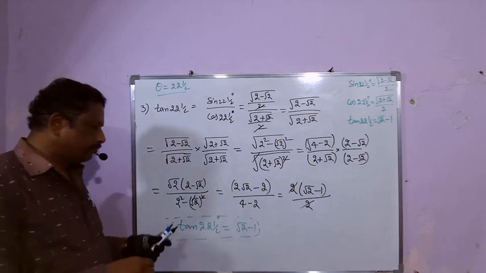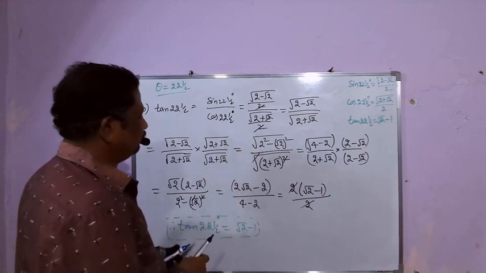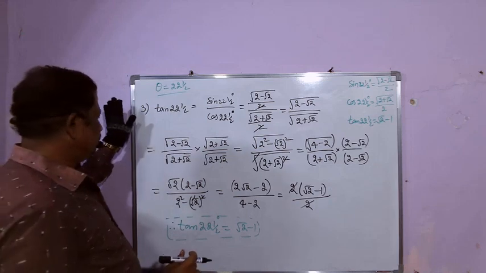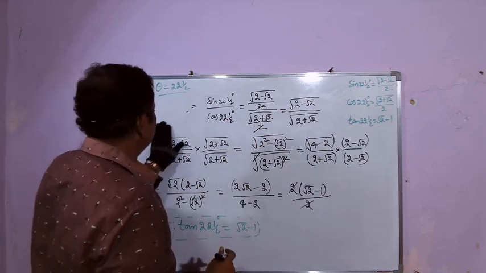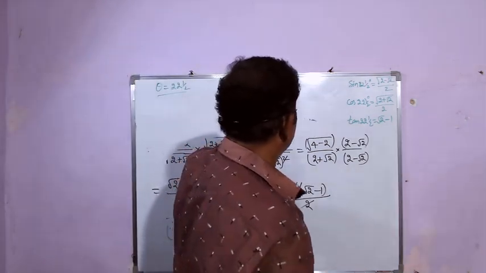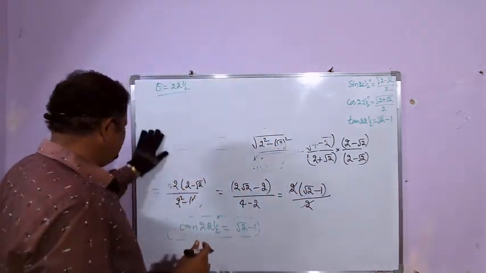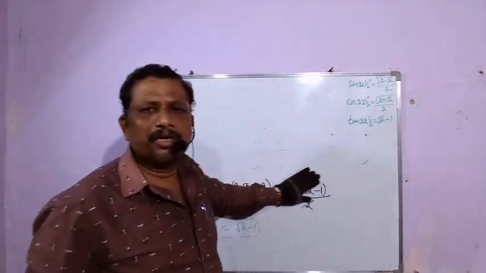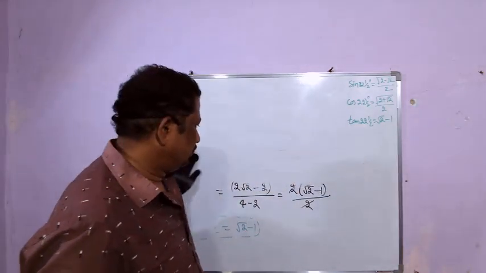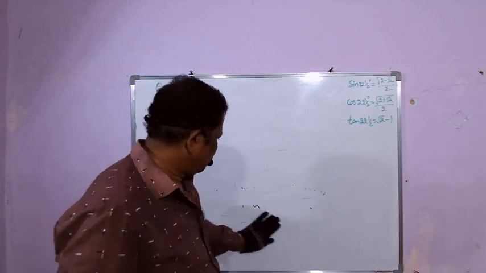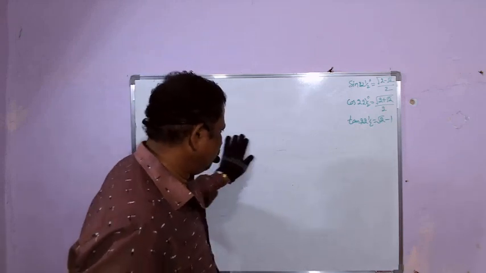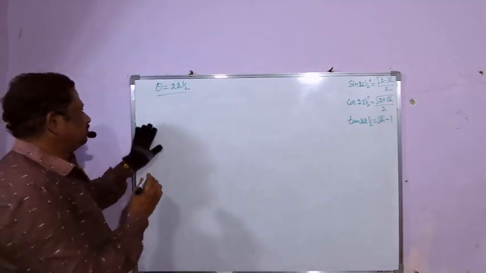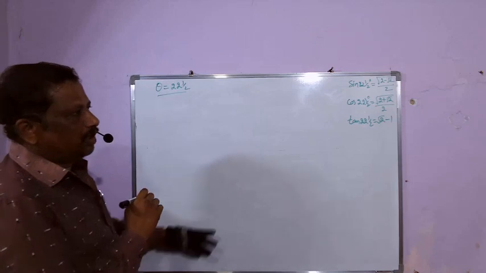Next, we go for cot, cot 22.5 degrees. For cot, it is the reciprocal of tan, or we can use cos by sin. Whatever it may be, both will get a similar answer. So tan is over now.